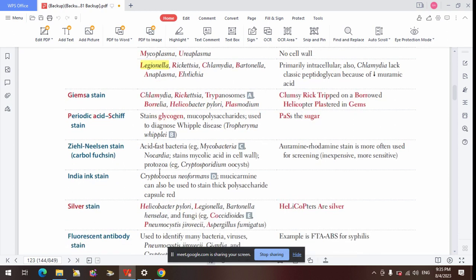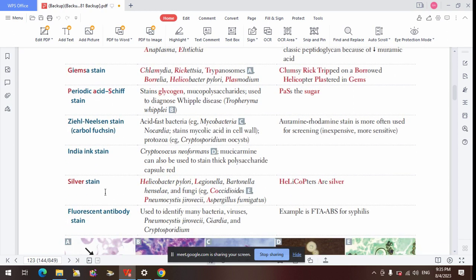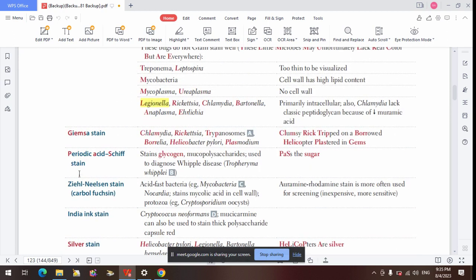So let's go to the box for silver stain. We can see the common one, Helicobacter pylori. We can see our BL, Legionella and Bartonella. We can see the fungi. An example of the fungi, they have listed them. We have learned the organisms that we can stain with Giemsa and silver stain just by knowing the intracellular organisms.